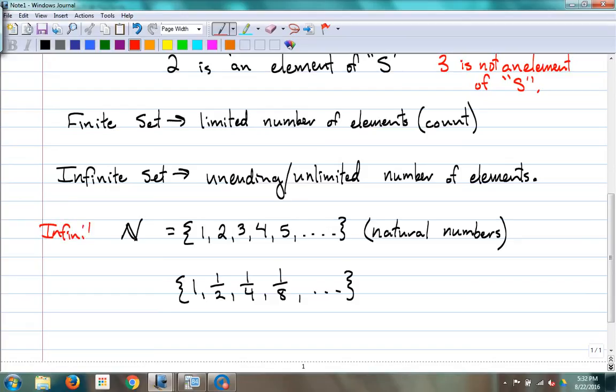All right, so we know that the natural numbers was infinite. This one, why would this one be infinite and not finite? It is infinite, that's true. But why?